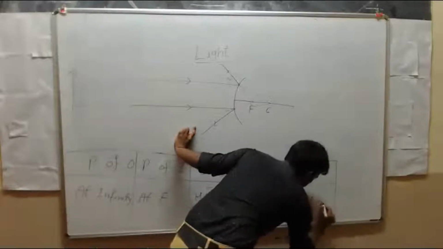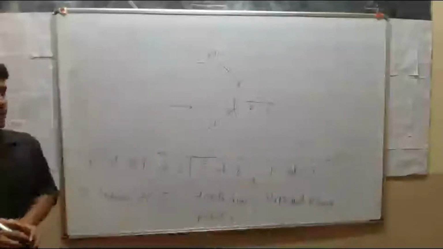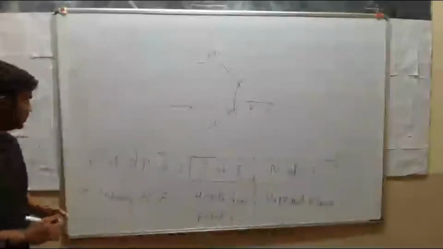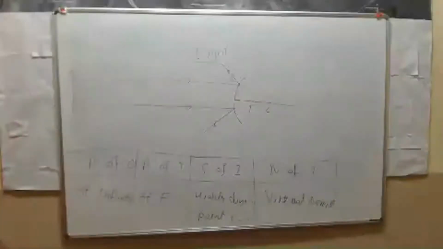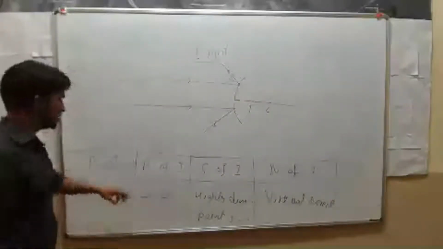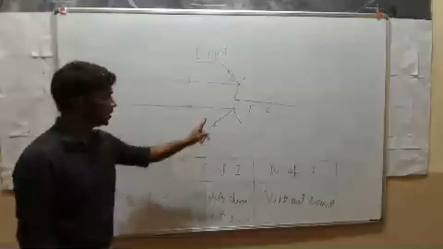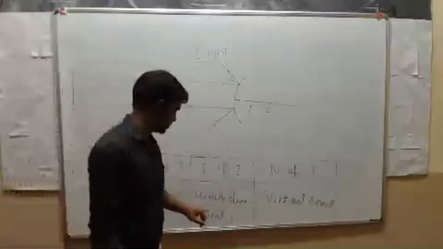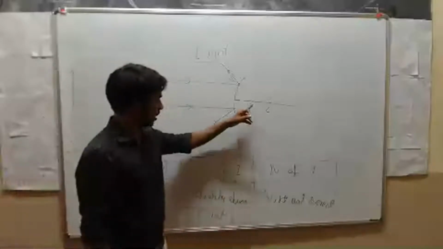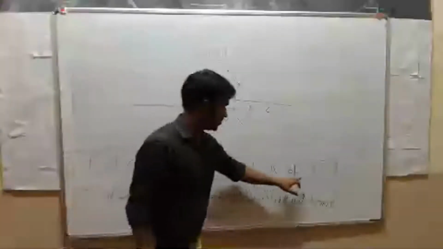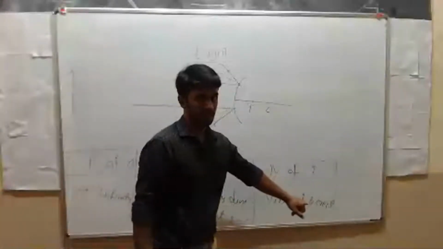Virtual and erect. Okay. So now, this is the object at infinite distance. Position of the image is at the principal focus, the size of the image is highly diminished and point size, and the nature of the image is virtual and erect. Okay.